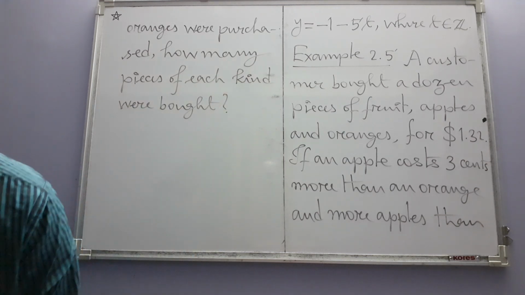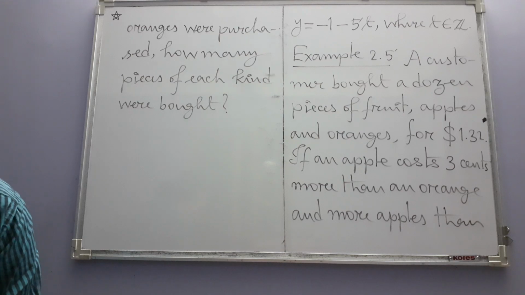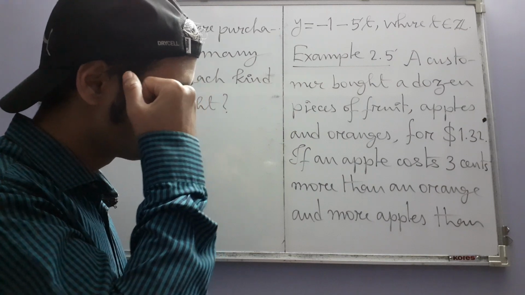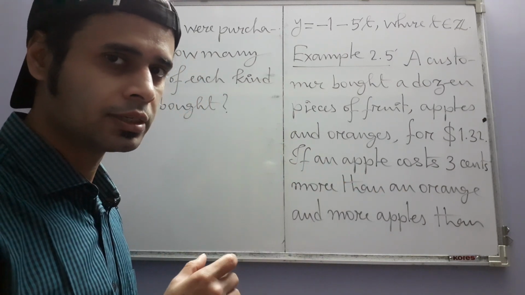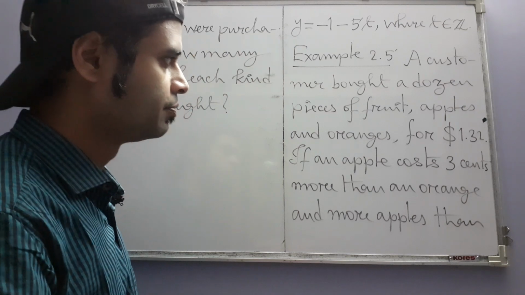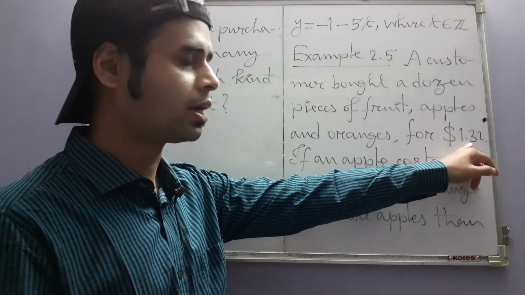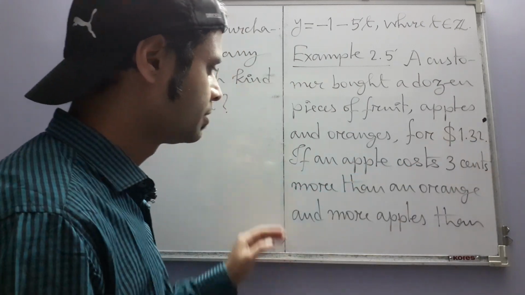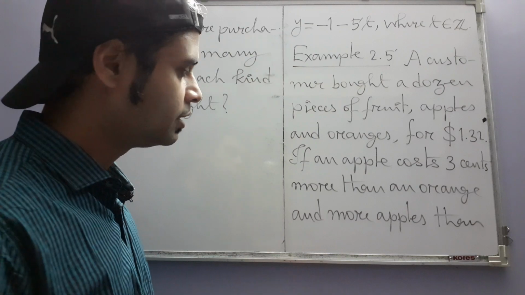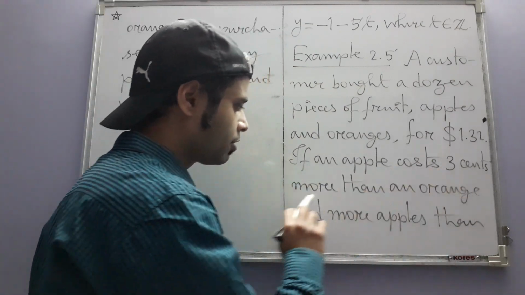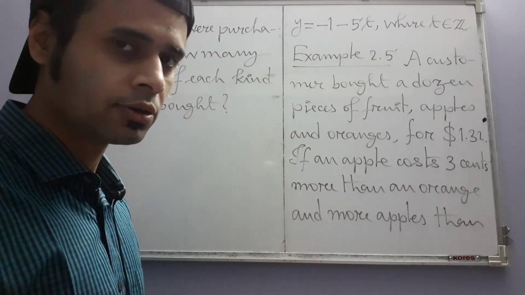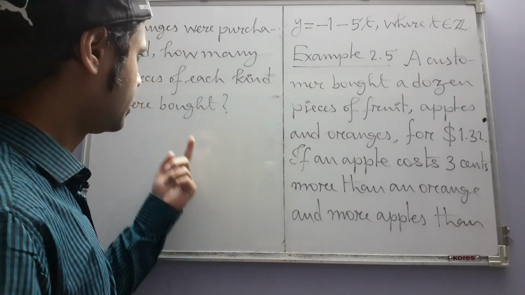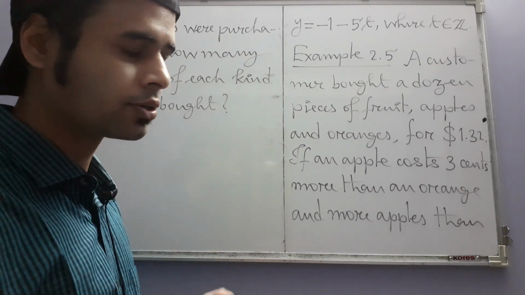Okay, so let us now first of all try to see what we are given in this example. The customer has bought 12 pieces of fruit, each of which is either an apple or an orange, and the total cost is $1.32, or in other words 132 cents. Now what additional are we given? An apple costs 3 cents more than an orange, and also more apples than oranges were bought. Then how many apples and how many oranges were bought?